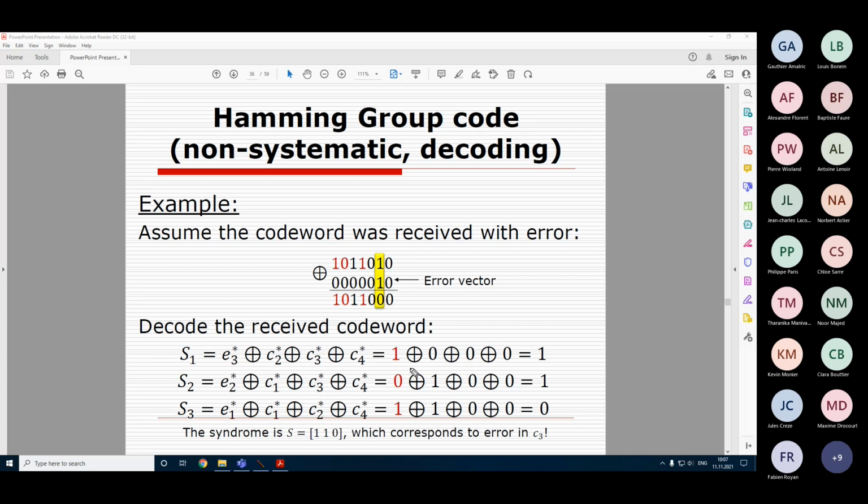Yes. Yes. No, wait a minute. Don't really understand. So C1 is 1. Well.